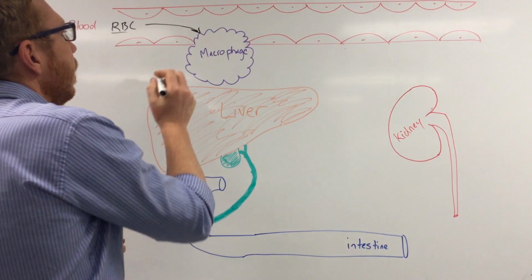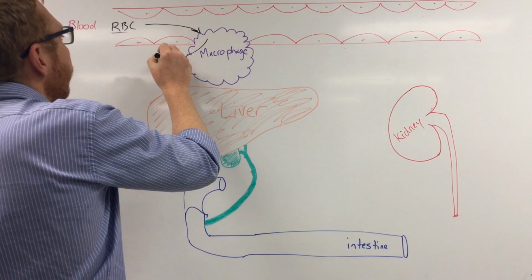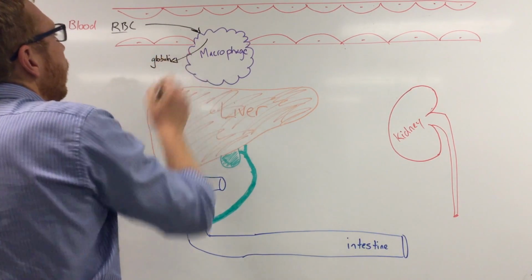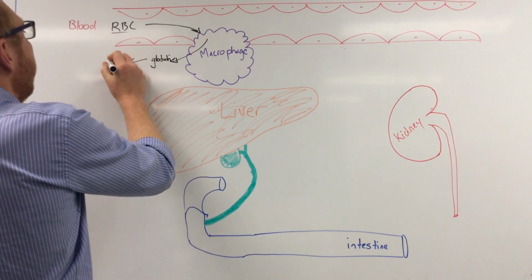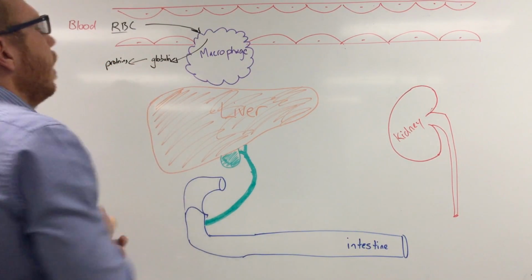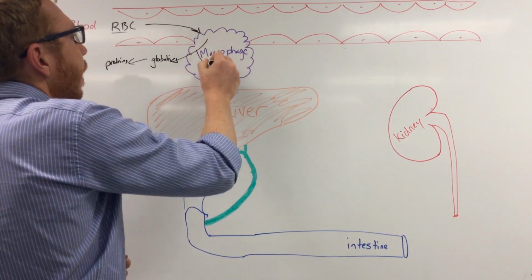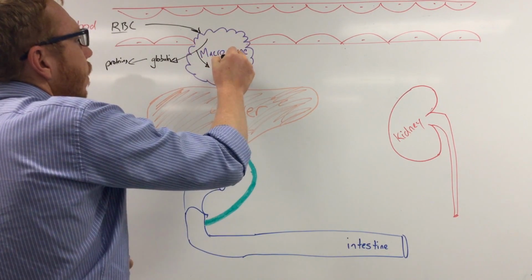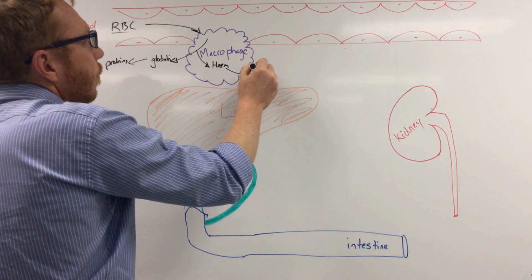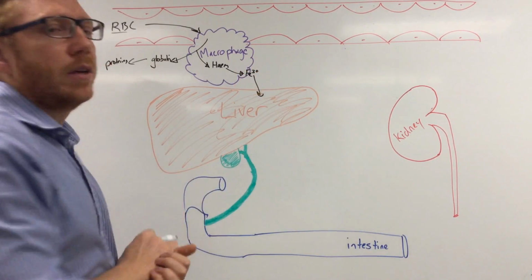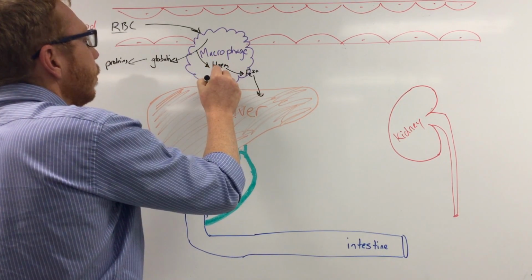Now, the globin part of the red blood cell would be used for further proteins somewhere else, broken into amino acids and so forth. And the other part, the heme part, is broken into iron, and then iron would be taken to the liver to be reused. And then the part that we're looking at today is the bilirubin.